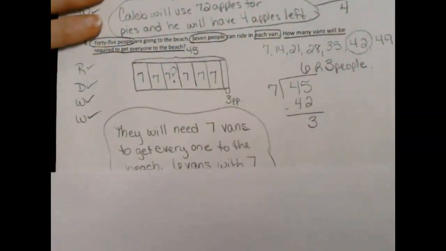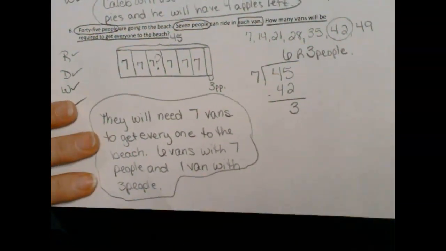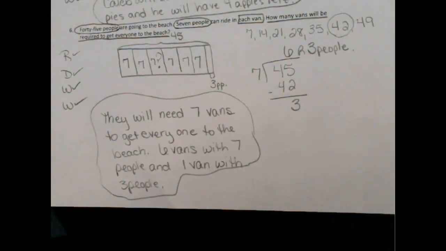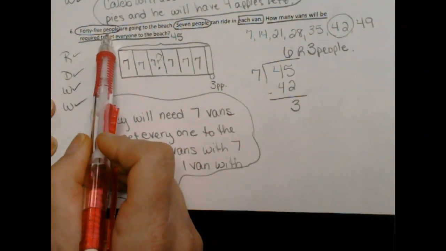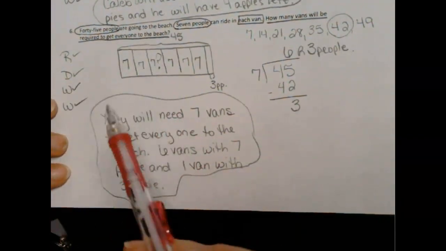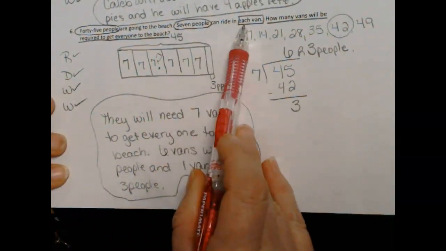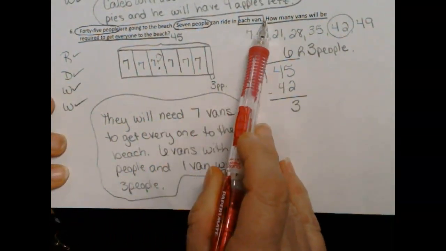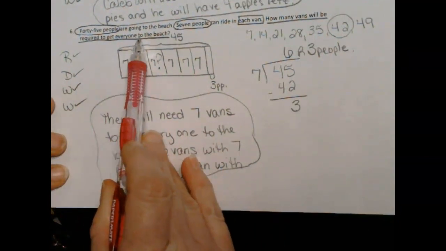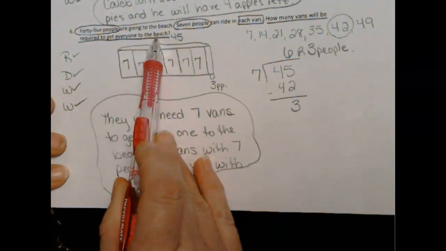All right, let's look and see how I did number 6. Now, again, with number 6, we're talking about a larger number. So I really did not want to have to draw out 45 circles. So I read my problem. 45 people are going to the beach. 7 people can ride in each van. How many vans will be required to get everyone to the beach?